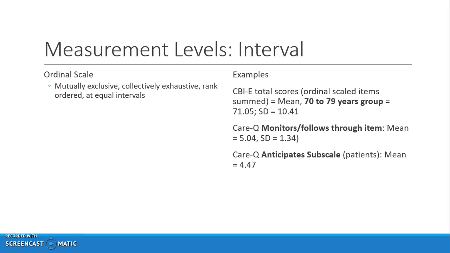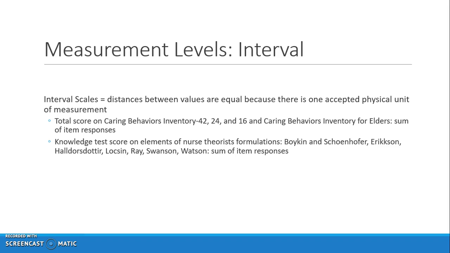There's some examples from the Caring Behaviors Inventory for elders with some statistics related to the data being summed, so it's interval level data. The same is true of the Care Q instrument, and also basically not only the monitors follows through item, but also the anticipates subscale item. So interval scales have this characteristic: mutually exclusive, collectively exhaustive, rank ordered, and here where you get into equal intervals. So there's a total score in the Caring Behaviors Inventory 42, 24, and 16. Basically for the one for elders as well.